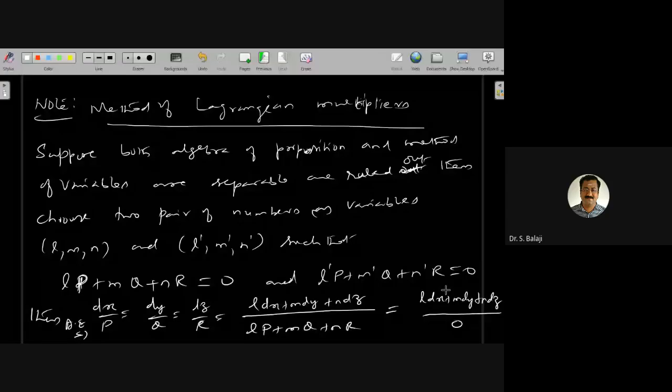Therefore, you combine any two proportions. Combine any two proportions, you can club 1 and 4, 1 and 5, 2 and 5, 4 and 5. If you consider any two proportions, you can get this part only 0 here.